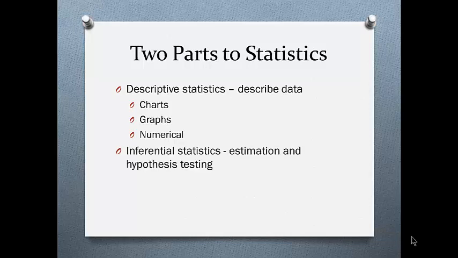The second half of statistics is called inferential statistics, and this is where we do estimation and hypothesis testing. This is where we estimate what's going to happen. We estimate that the average person will supersize their meal this often. We estimate that this proportion of your employees are satisfied with their work environment.